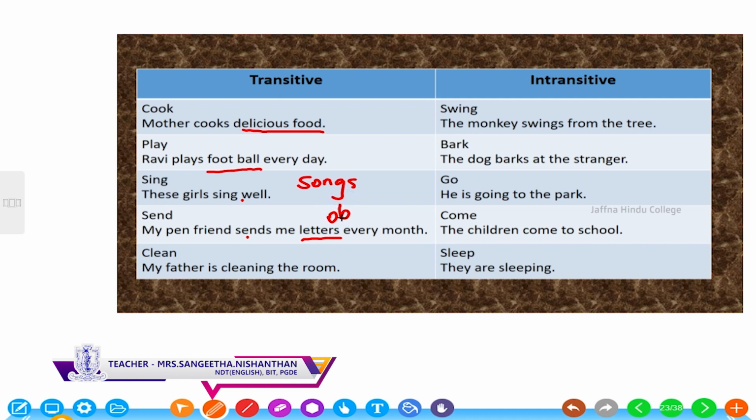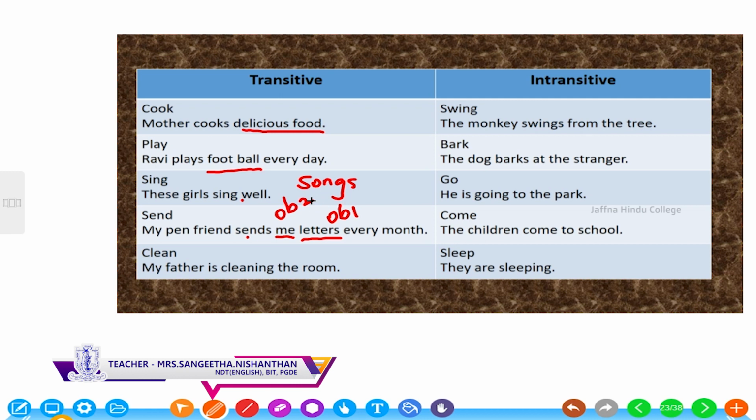To whom does she send? That also gives you the answer here. To whom does he send? To me. So, this is also an object. It gives the answer to both questions. This sentence gives the answer to both questions. So, it has two objects. This sentence has two objects.